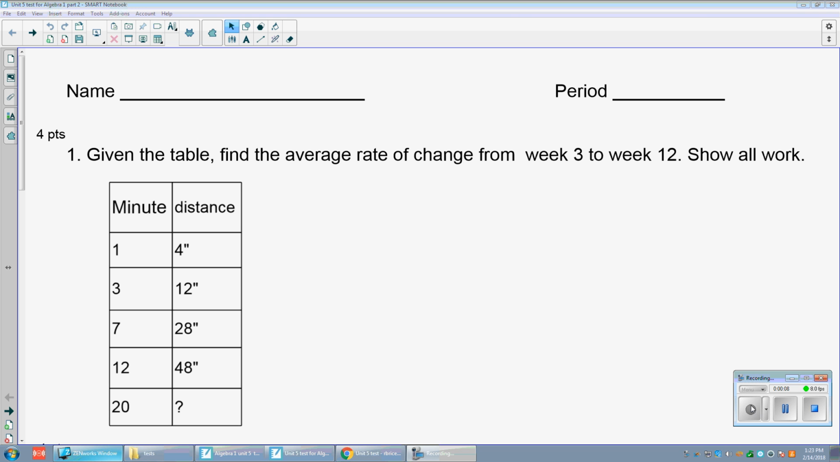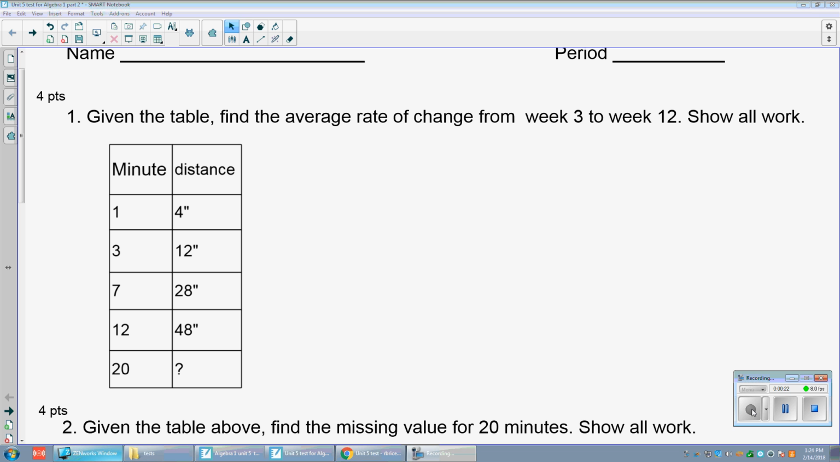We're going to do test corrections on our Unit 5 test, Part 1. Now, listen, you don't have to follow the questions that you've got perfect scores in. How do you know if you have a perfect score? Well, it tells you how many points the question is worth, and on your paper, it'll tell you how many points you received. So here's question number 1.